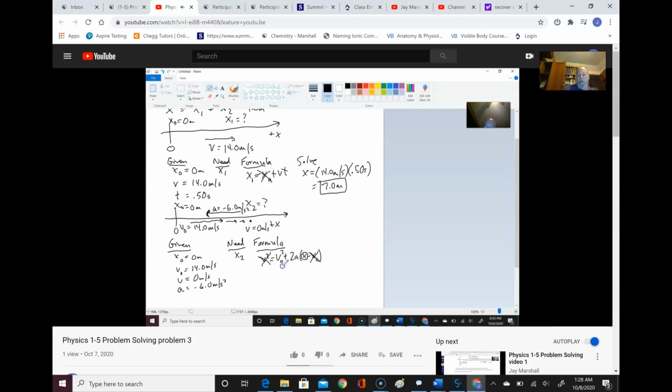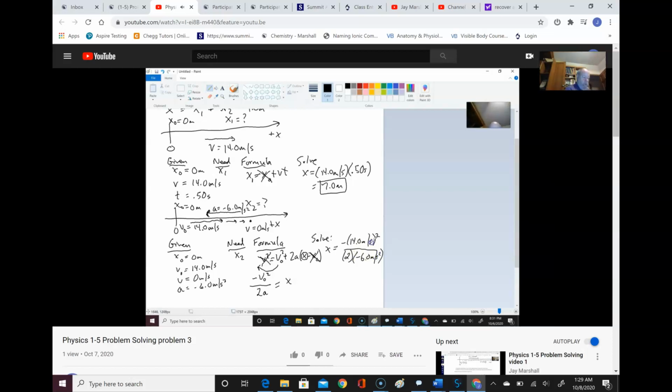In order to get x by itself, the first thing I'm going to have to do is put v0 squared on the other side of the equation. So I'm going to say negative v0 squared. And then I have 2ax left on the right side, so I'm going to divide both sides of the equation by 2a, and that's going to leave me with x. Okay, and so now I have my formula that I can just plug values into. So I'm going to solve. I'm going to say x equals negative, and my initial velocity is 14.0 meters per second. And I'm going to square that, divided by 2 times the acceleration, which is negative 6.0 meters per second squared.